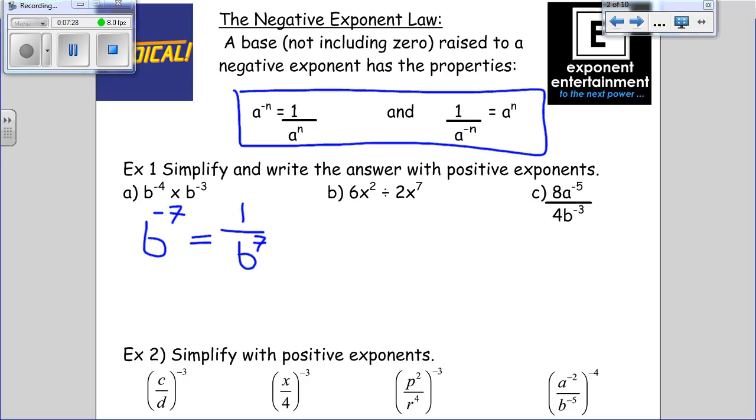All right, we look at number 2. It says 6x squared divided by 2x to the 7. You might also want to just rewrite this. That means the same thing. If you don't like the way it was written, you can always rewrite questions into a format you enjoy. Your first step is to bring anything together that you can. Well, my coefficients can go together. 6 divided by 2 is 3.